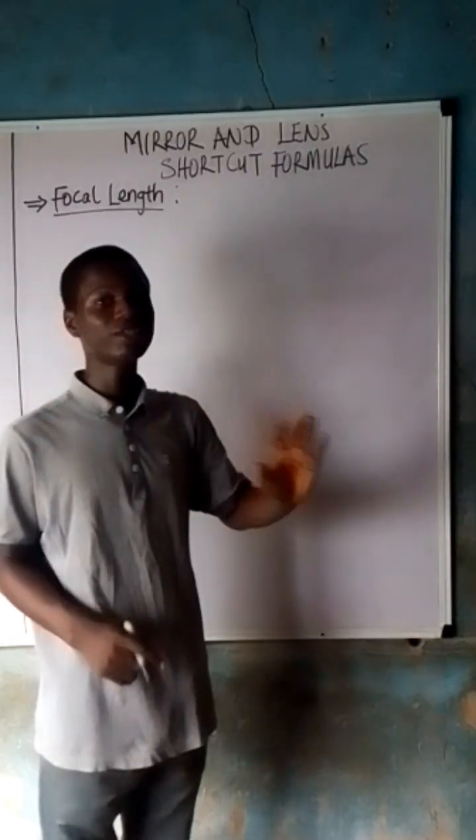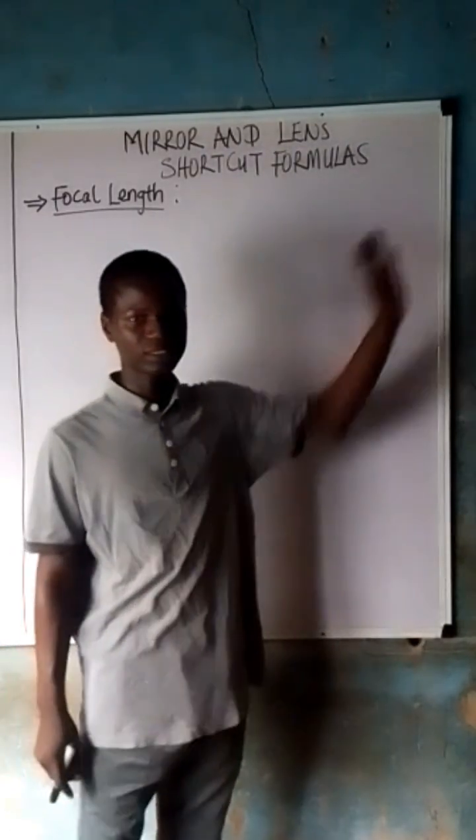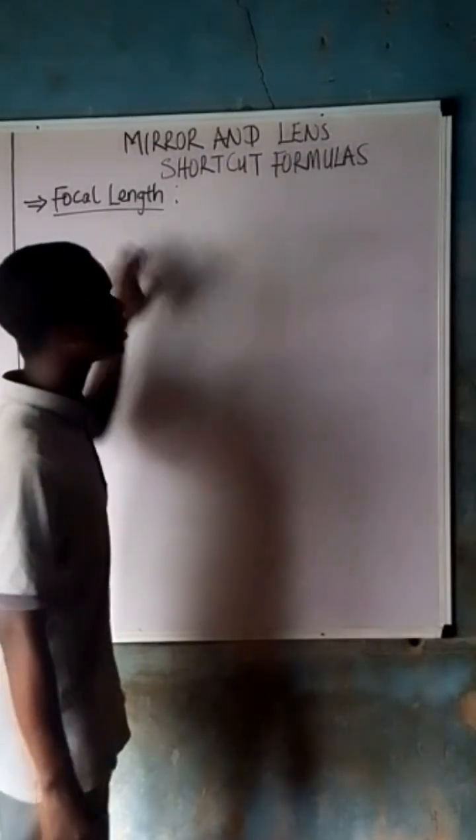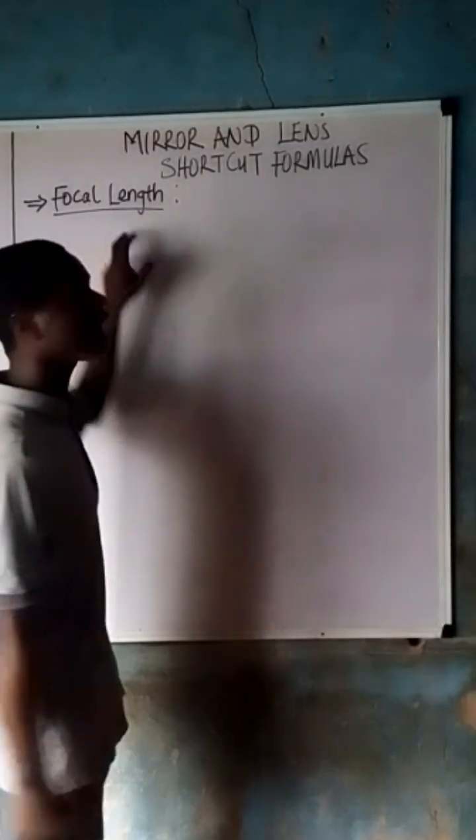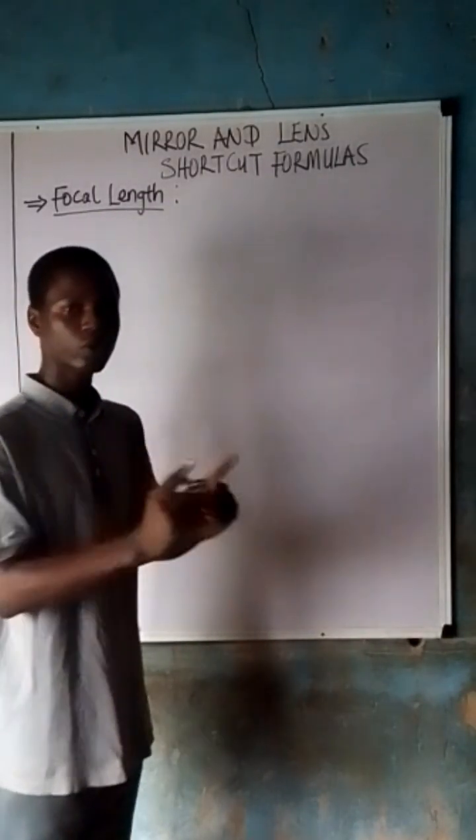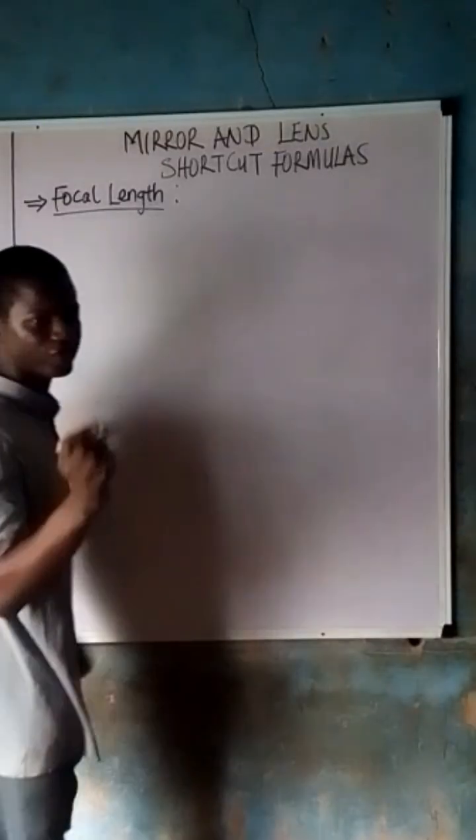In today's video lesson we shall be learning about shortcut formulas that apply to mirrors and lenses. Specifically, for this class we shall be looking at formulas for finding focal length. Mind you, shortcut formulas. Now take note of the first without wasting time.